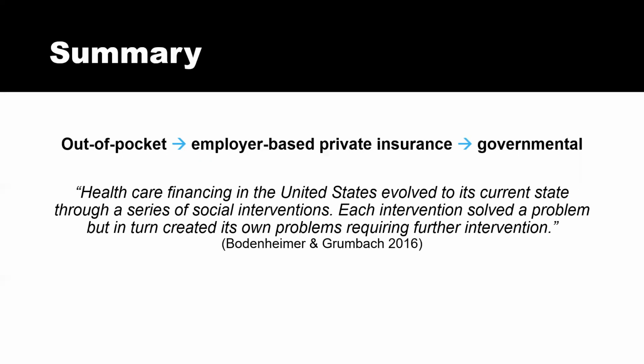The quote at the beginning also serves as an adequate summary. I'll read it again. So healthcare financing in the United States evolved to its current state through a series of social interventions. Each intervention solved a problem, but in turn created its own problems requiring further intervention. So I think that's a really good summary that each intervention and payment model have their own advantages and disadvantages. We talked about a few of those.